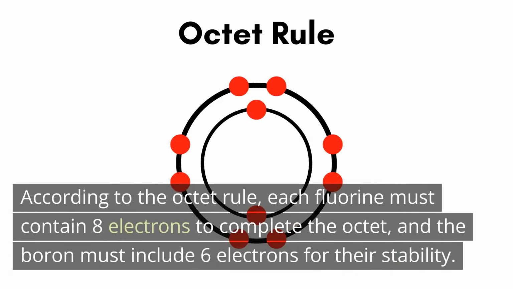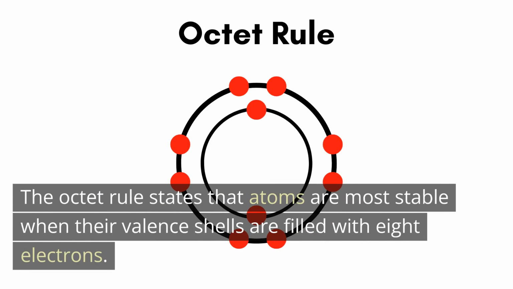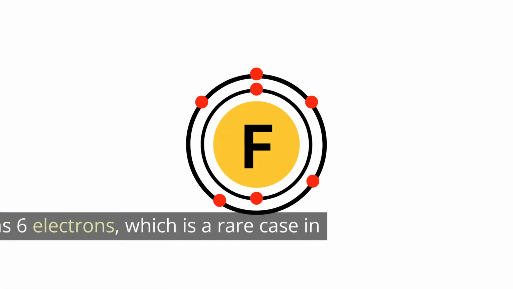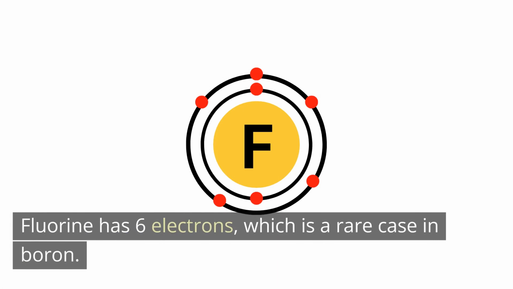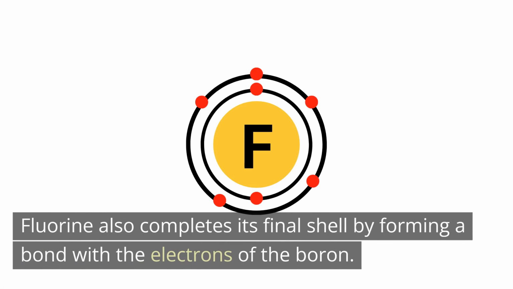According to the octet rule, each fluorine must contain 8 electrons to complete the octet, and the boron must include 6 electrons for their stability. The octet rule states that atoms are most stable when their valence shells are filled with 8 electrons. Boron having 6 electrons is a rare case. Fluorine also completes its final shell by forming a bond with the electrons of the boron.